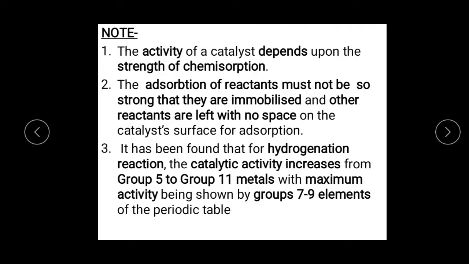Now we move on to the next. Here there are some points which you should note down. The activity of catalyst depends upon the strength of chemisorption, and remember that the adsorption of reactants should not be so strong that they get immobilized and other reactants are left with no space on the catalyst surface. This should not happen. Then during hydrogenation reaction, there is an observation that catalytic activity increases from group 5 to group 11 metals, and maximum activity is shown by group 7 to 9 elements in the periodic table.